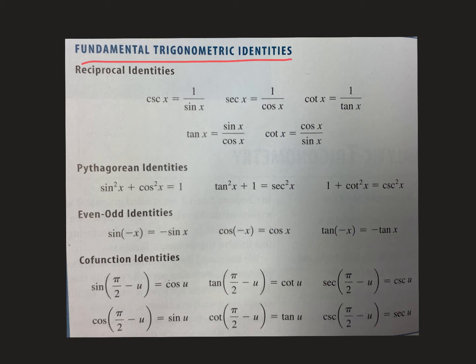So here we go. Reciprocals, I've tried to drill these in your head since day one we started trig. Don't forget these two, tangent, sine over cosine, which means cotangent is cosine over sine.